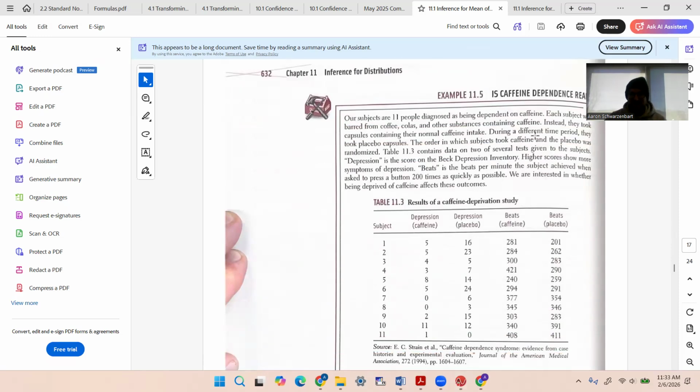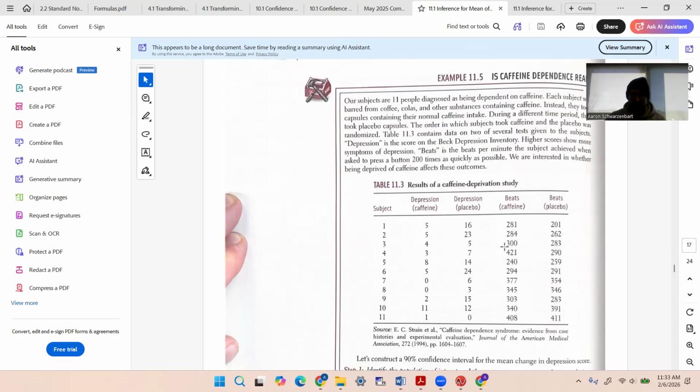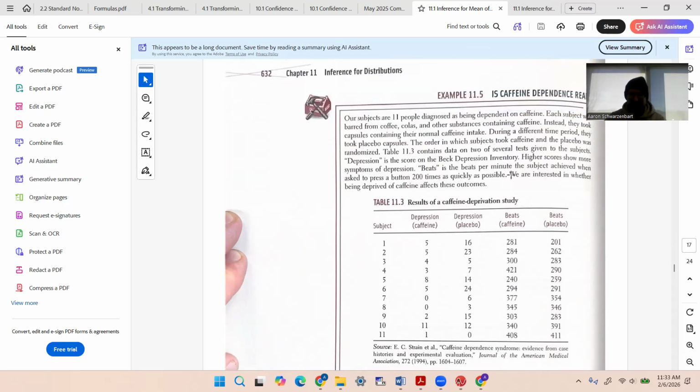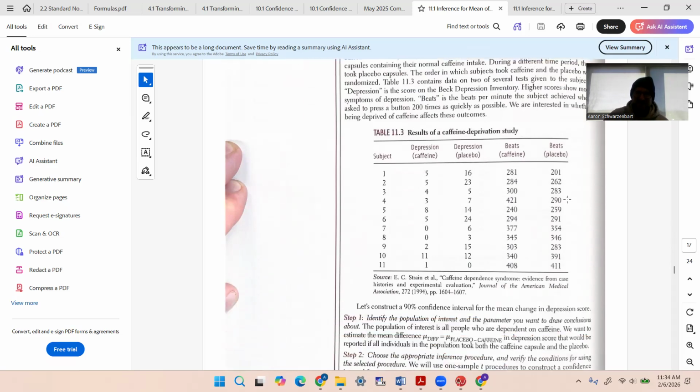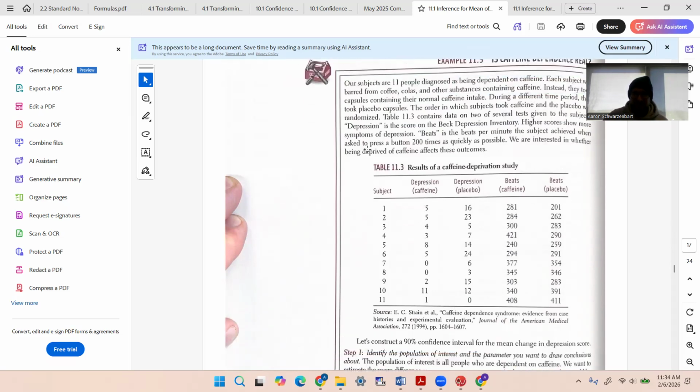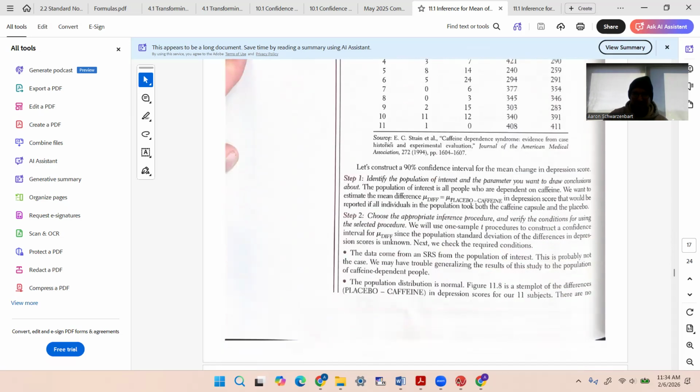So again, is caffeine dependence real? We've got a couple pieces of data here. They've got data on depression score with caffeine or the placebo, and data on heart rate with caffeine or the placebo. Or I think beats is actually beats per minute of tapping. Okay. And we are interested in whether being deprived of caffeine affects these outcomes. We're going to construct a 90% confidence interval for the mean change.